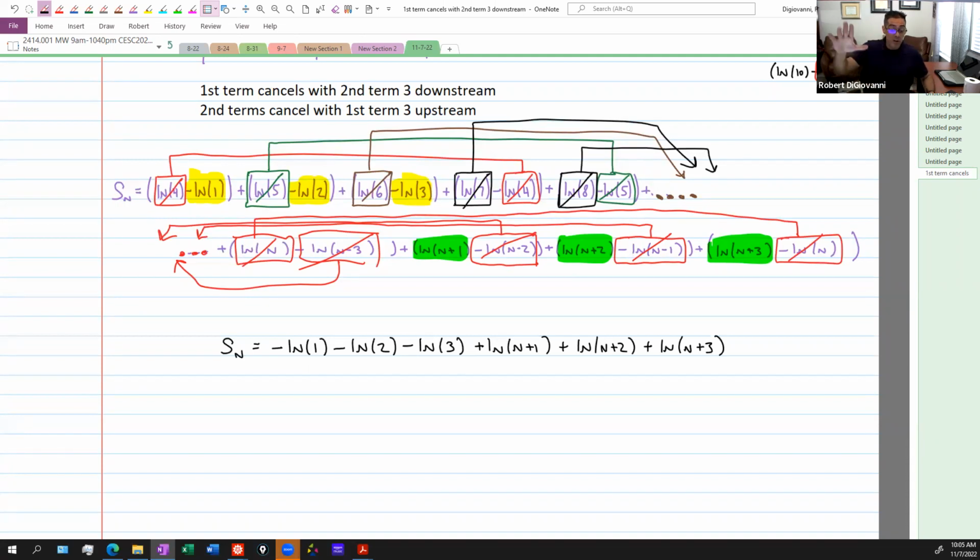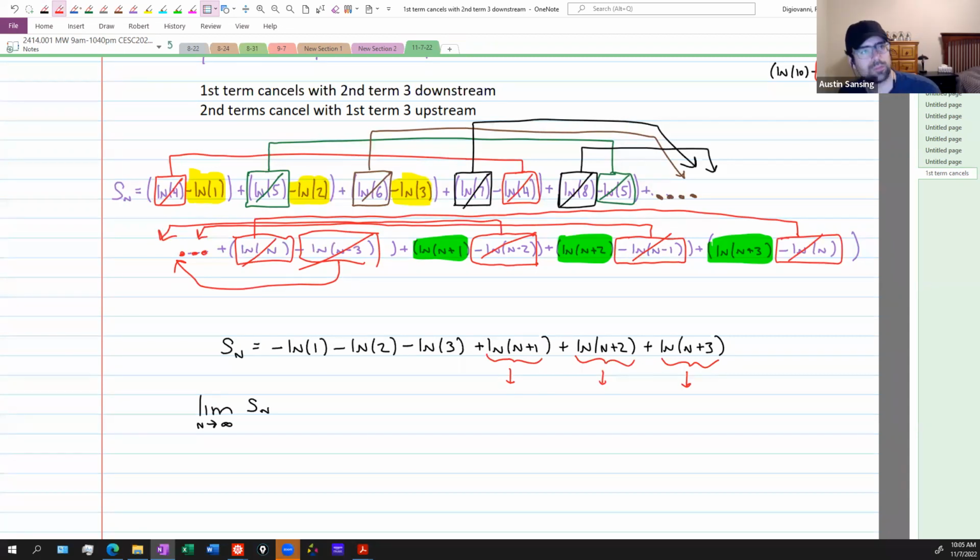And now if I let n go to infinity, what happens when n goes to infinity? What happens to this, this, and this when n goes to infinity? Those go where? Infinity. Infinity, right? Which means that this diverges.